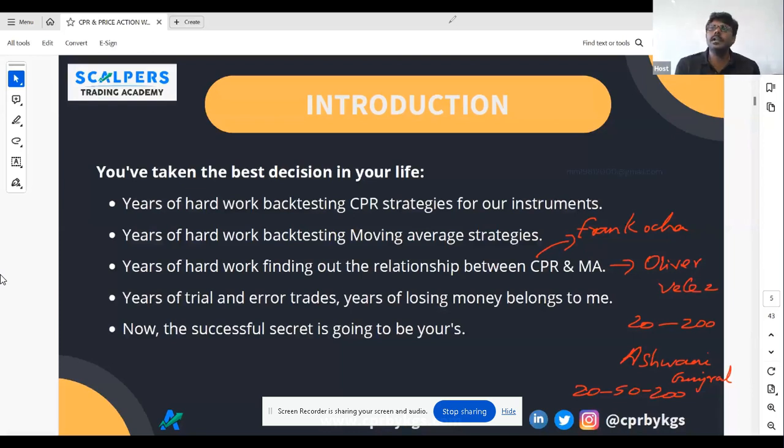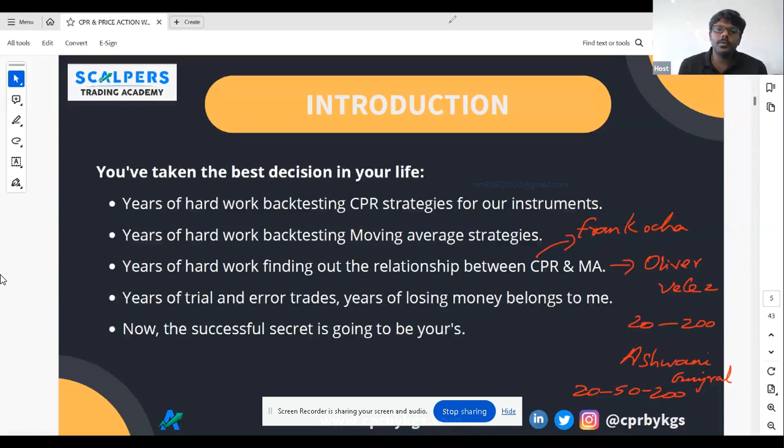And 2017 is the year when I started to take trading seriously and I started to attend a lot of workshops. And then I started to learn about the CPR and moving averages in 2018. So from 2018 till now, almost 6-7 years, I have been using this. I have been backtesting this. I have been applying it in live markets. I have been taking a lot of trial and error trades.